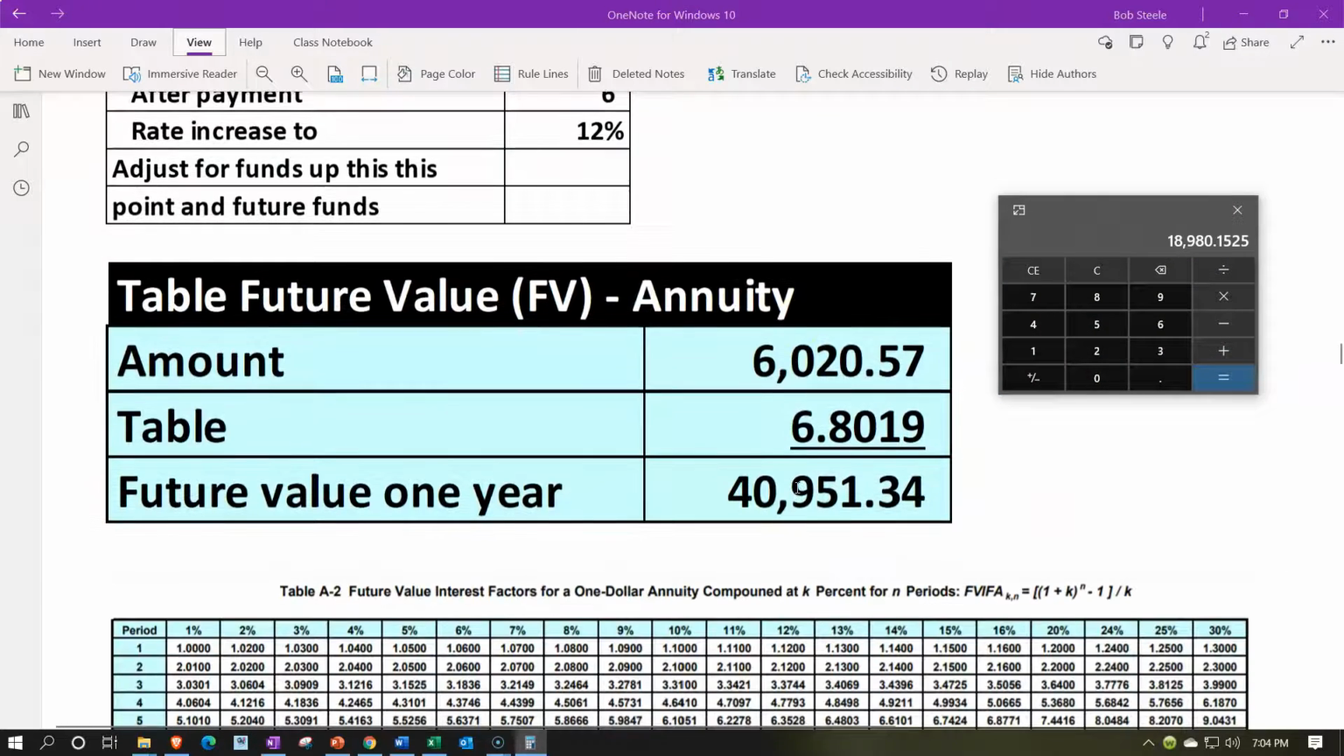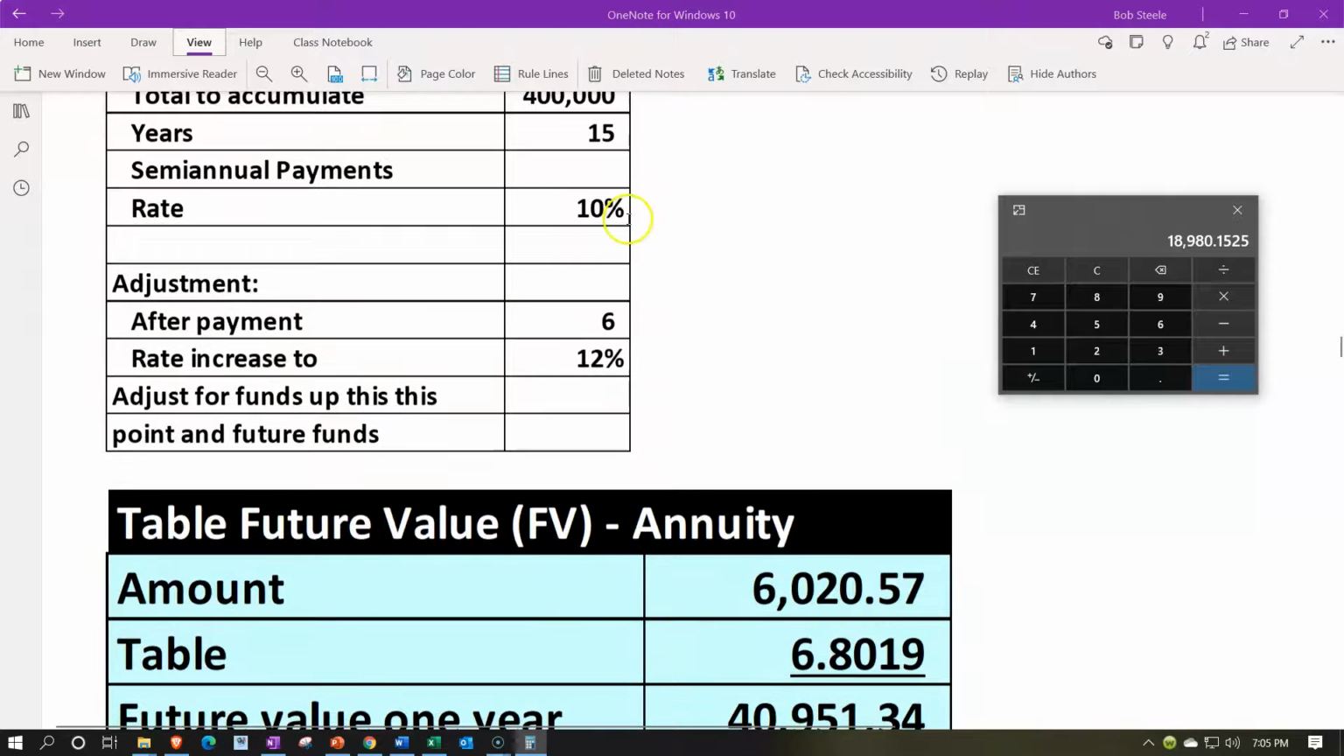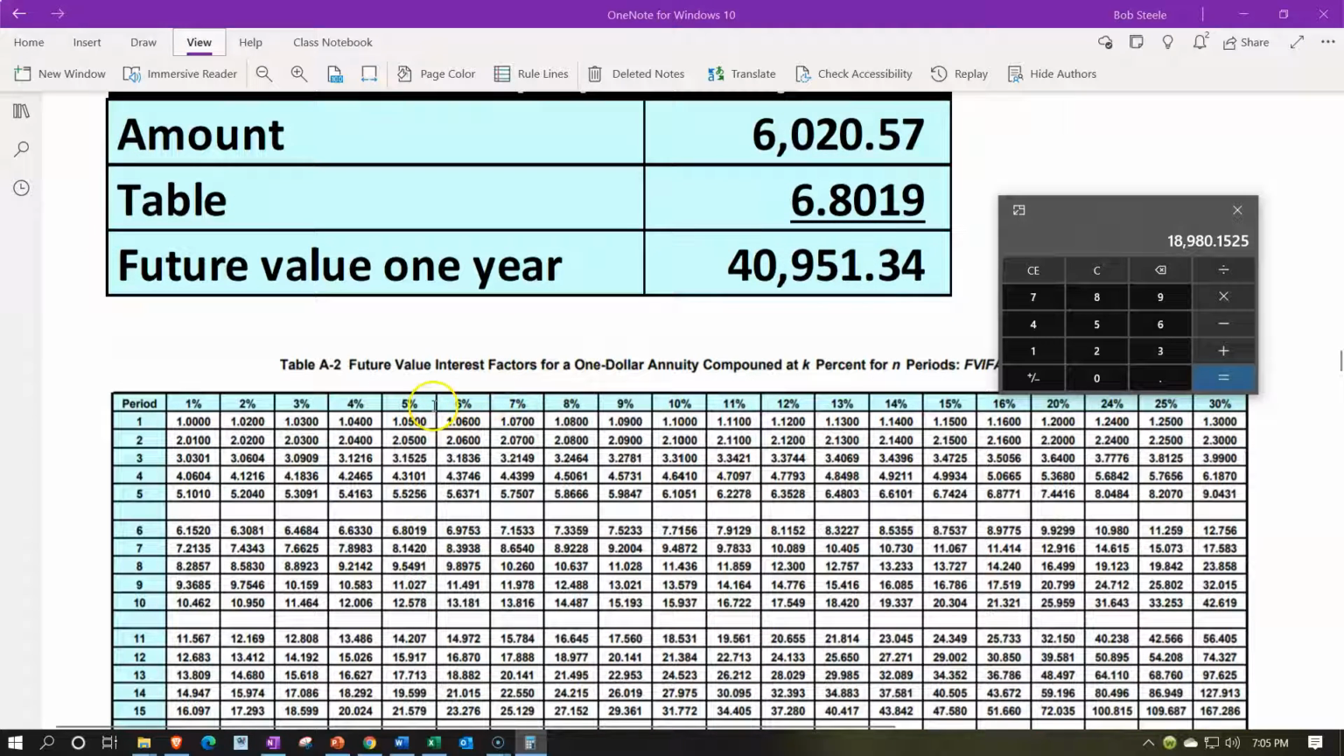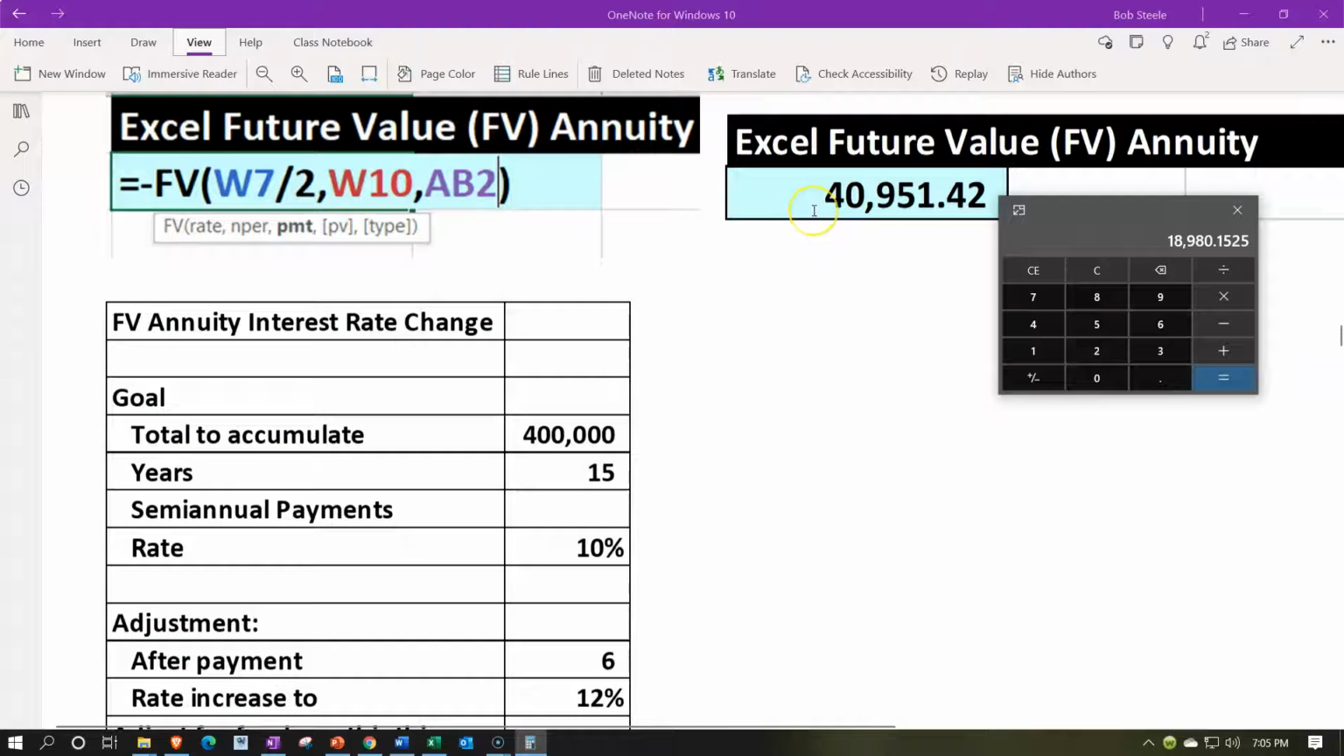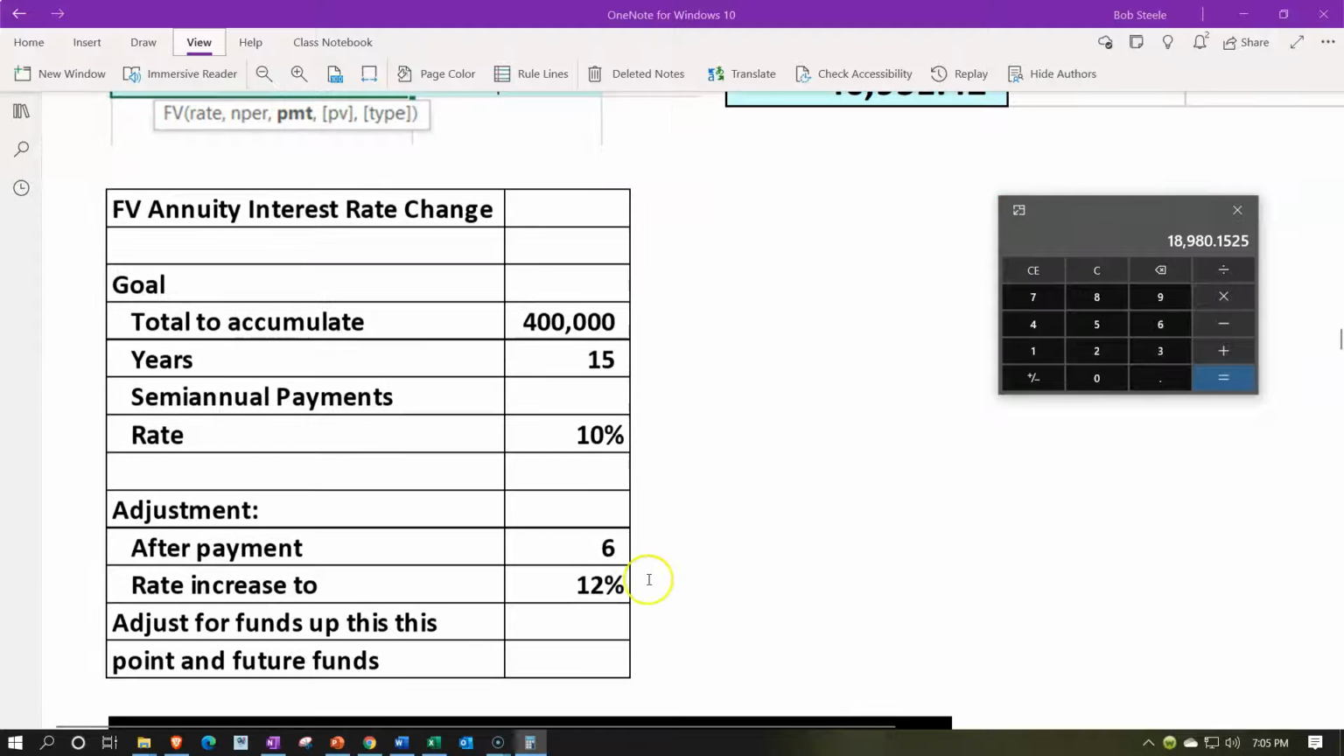One more time with the tables, the 6020.57. Then from the tables, we're taking 10 divided by 2, 5% for 6 periods. 5%, 6 periods, 6.8019. So 6020.57 times 6.8019 gives 40,951.34. Close but not exact to what we had up top due to the table rounding to 4 digits. So now that we know this number, I need to future value that. I need to have a future value of 1, assuming that we're going to return 12% on that for the remaining periods.